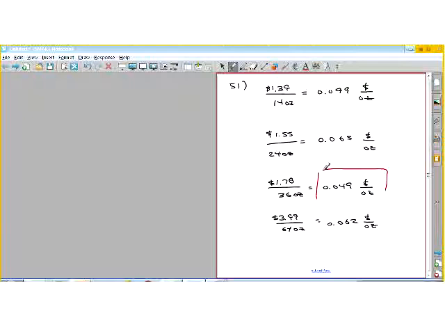Well, this is the smallest, and so this is the Best Buy. Best Buy is always the lowest cost per unit of whatever it is.